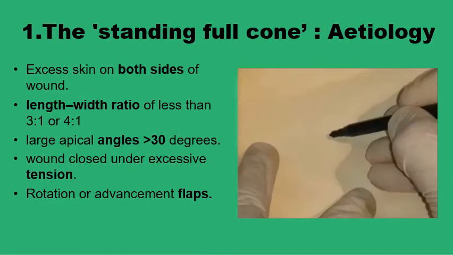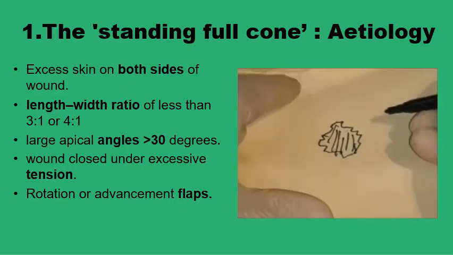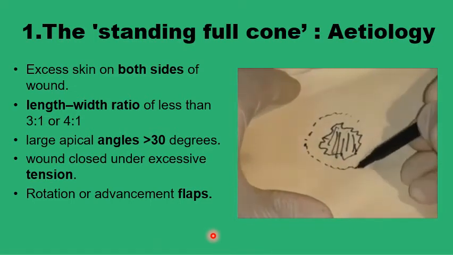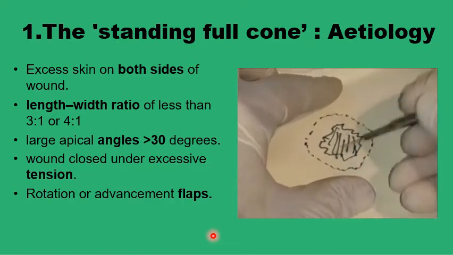The first type of the dog ears are the full cone dog ears. That's the much commoner of the two. Almost 80% of dog ears are full cone. They usually develop because of excess skin at both sides of the wound.